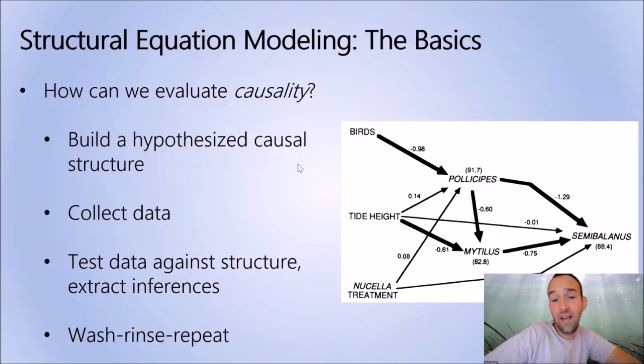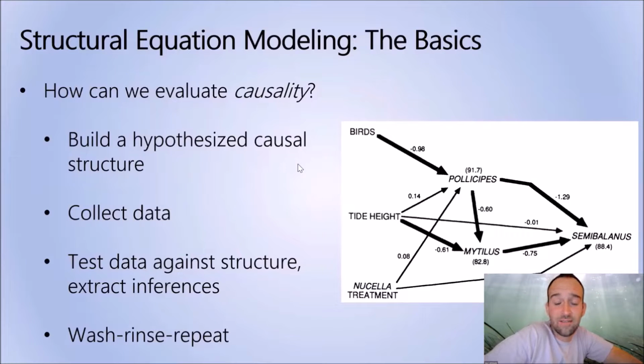So once we have this causal structure, we can collect the data, again, through experiments or observation. And then what we want to do is test that data against the hypothesized structure and ask whether or not the data support the relationships that we've specified in our path diagram. And if they do, we can extract our inferences and go on to talk about, say, how birds influence barnacles and how those are also influenced by tidal height and so on and so on.